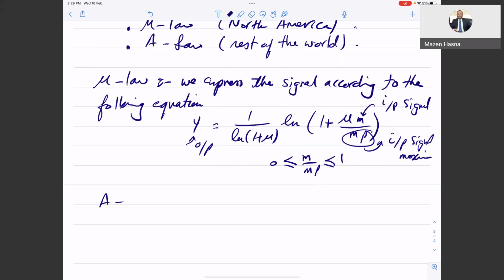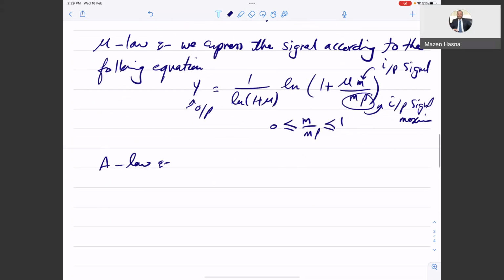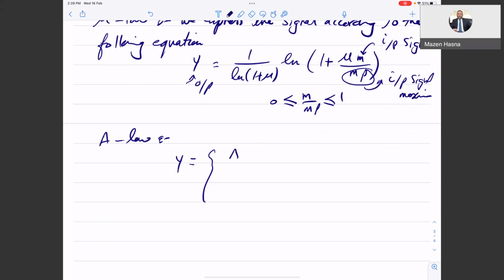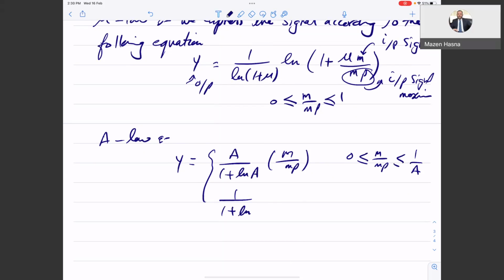Whereas for the A law equation, and you find the equation in your book, I will just write it quickly. A over (1 plus ln A) times m over mp when 0 is less than m over mp less than 1 over A, and 1 over (1 plus ln A) times (1 plus ln A m over mp) when m over mp is between 1 over A and 1.